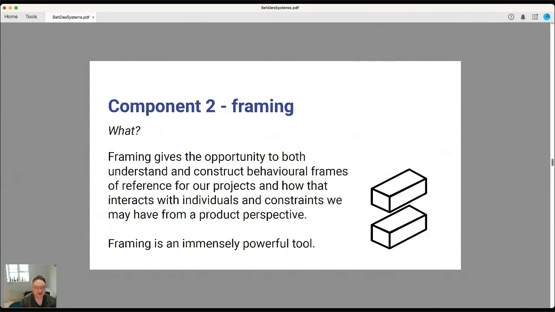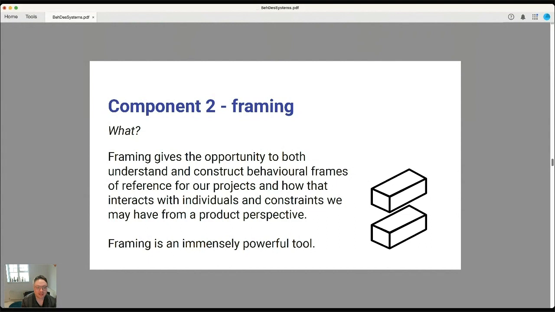And then I've talked about framing. This is the best friend of context, is framing. So what is framing? This is our second component of our behavioral design system model. Well, framing gives us the opportunity to both understand and also create or construct these behavioral frames of reference for our project, which is really, really important. So we mentioned in the blurb for this talk as well, when it was advertised, we're going back to basics here, which is absolutely fine. We don't need to be really clever or do weird and wacky methods. Sometimes, in fact, all the time, nailing the basics, getting that right can be just as powerful.